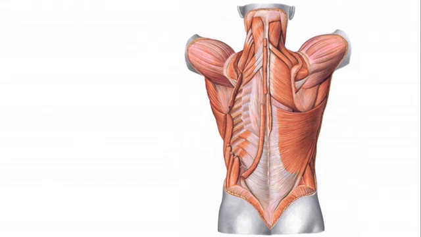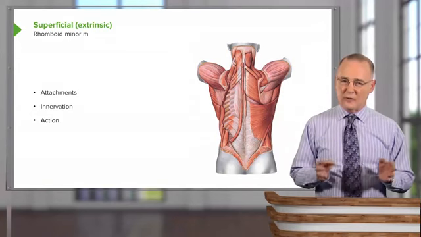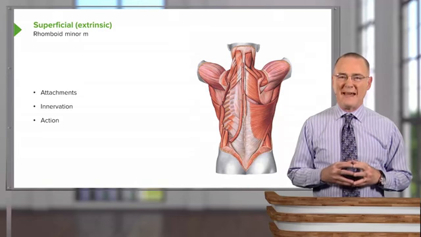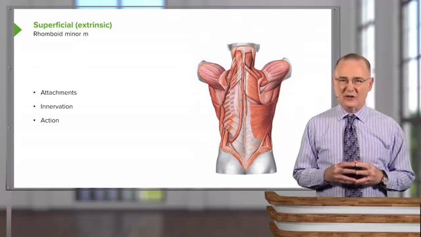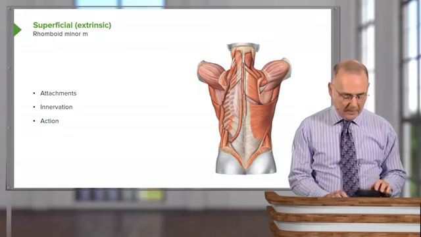attachments for its point of origin to the spinous processes of C7, the vertebra prominens, as well as the first thoracic vertebra. It will attach to the medial aspect of the scapula at and slightly above the spine of the scapula. It's innervated by the same nerve as the rhomboid major, dorsal scapular, and also will share the same actions in producing adduction of the scapula as well as elevate the scapula.